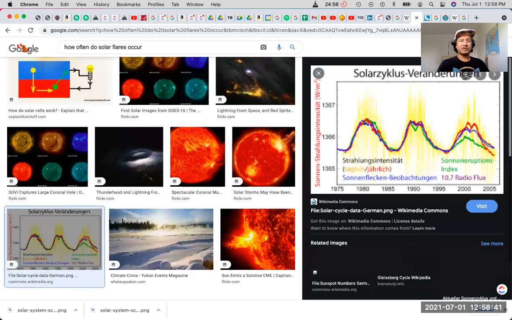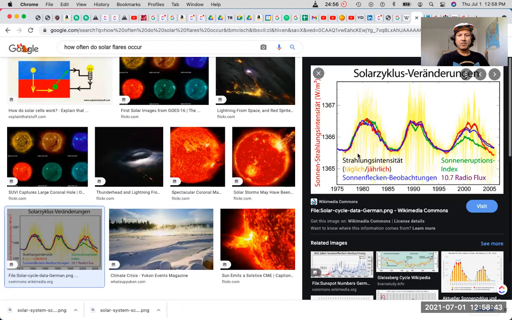I'm not sure if this is the actual name of the cycle, but the maximum and minimum activity looks something like this. And this doesn't look like maybe it's an 11-year cycle. So I guess I would interpret this graph as, that's 5 years here, 25, right? Yeah, that's 5 years. So 75 to 85 would be 10 years. Yeah, so like an 11-year cycle here.